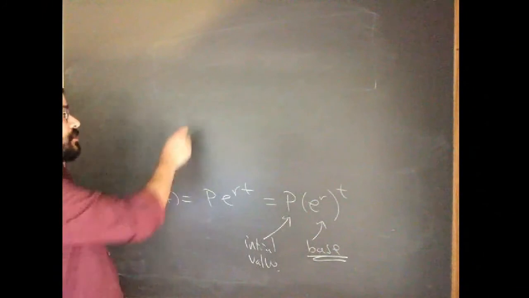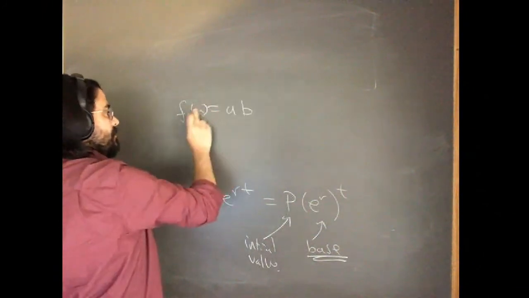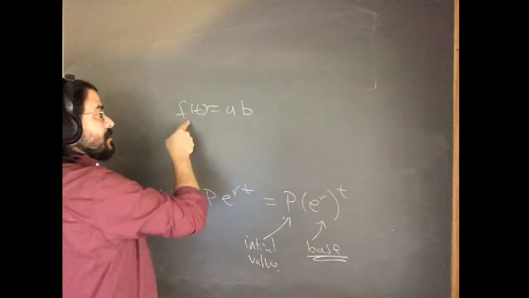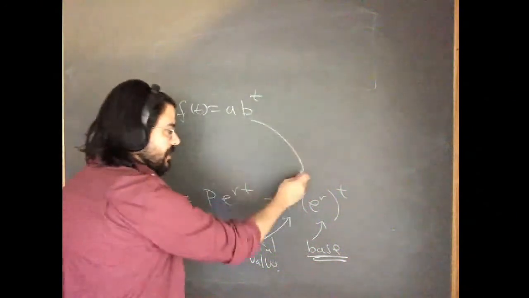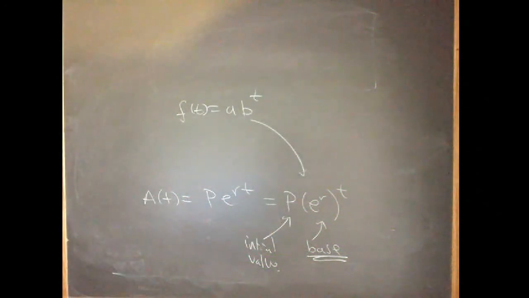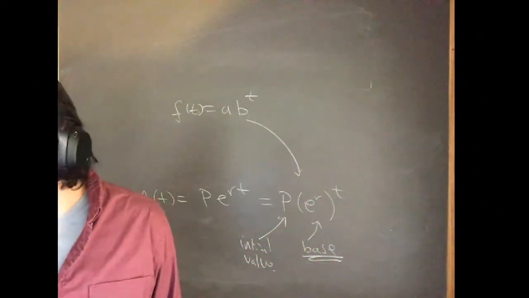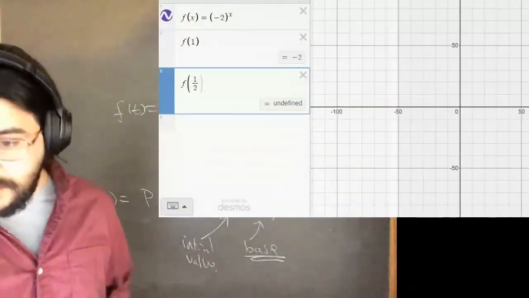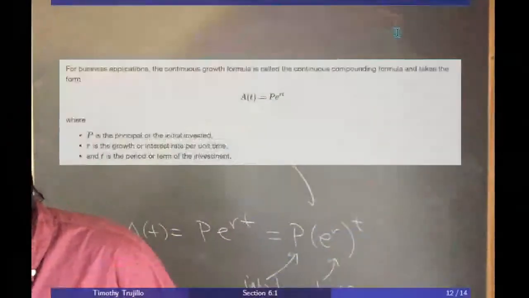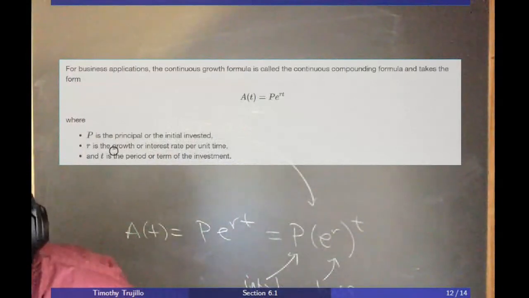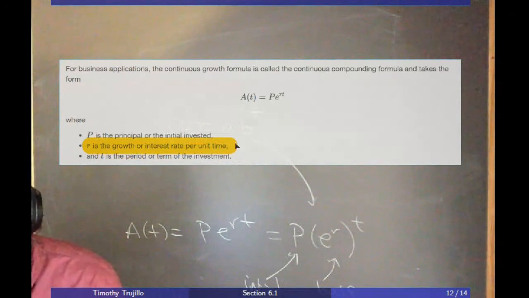And so any function of the form f of t is equal to a times b to the t can also be put into this format here. Okay, and we give a different name to that number r there. And for any b, you can always find such an r. So here we call that value of r the growth rate or the interest rate per unit of time.